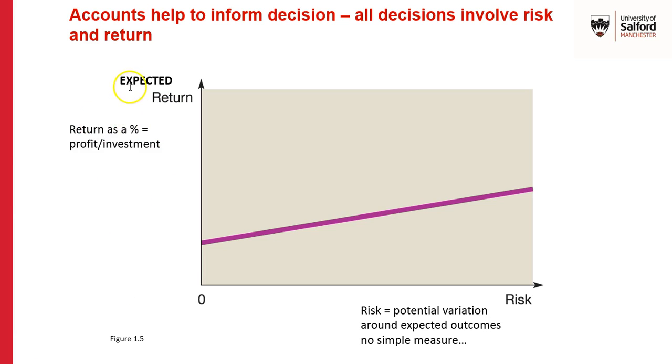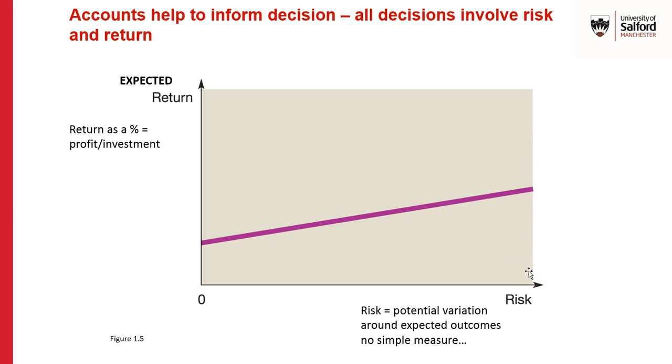It is expected return. If you take a risk, you don't get a guaranteed return any more than if you put money on the horse with long odds. You're taking a high risk with your bet. It's not guaranteed to come in. Expected return means that although this is an expectation of what is going to happen, it could be much higher return, or it could be a much lower return.